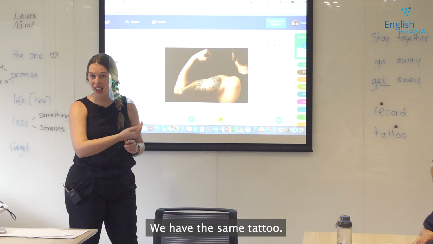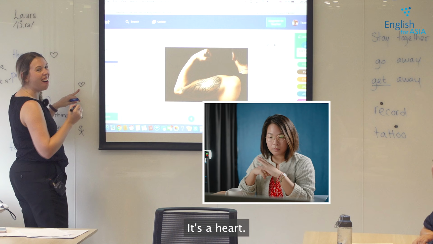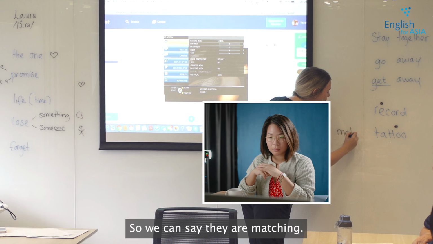Nice, she's bringing in some personal aspect into this word as well. That's always really good. It's the same. It's a heart. I have a heart, and he has a heart. Emotionally engaging them is always a really good idea. So they're the same, so we can say they are matching.